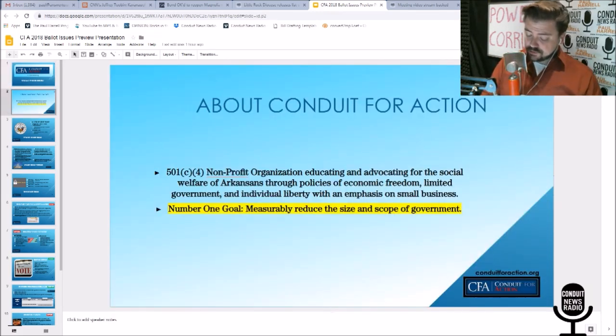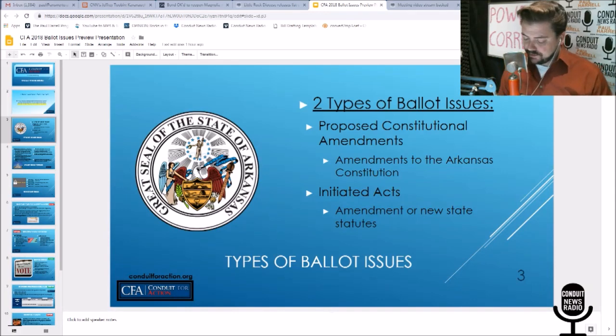So the first thing you need to know is that there are two, go to the next slide here. There are two types of ballot issues, okay? You have proposed constitutional amendments, amendments to the Arkansas Constitution. Then you're going to have initiated acts, which are an amendment or new state statute, okay? Those are the two types.